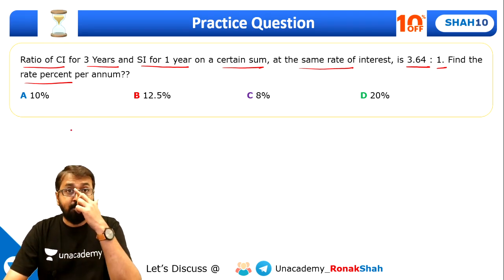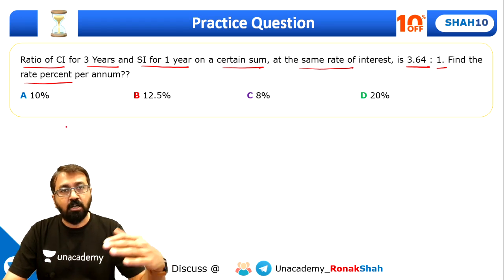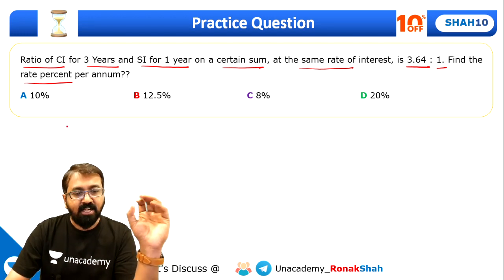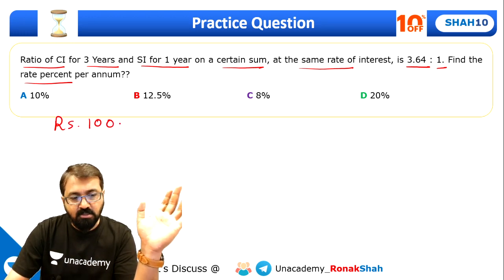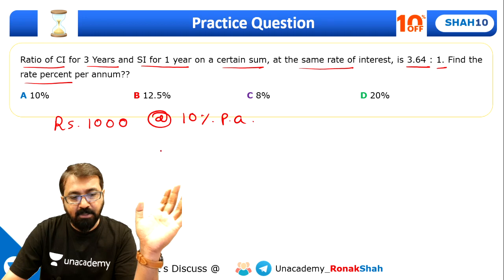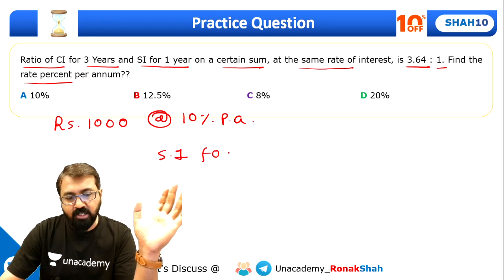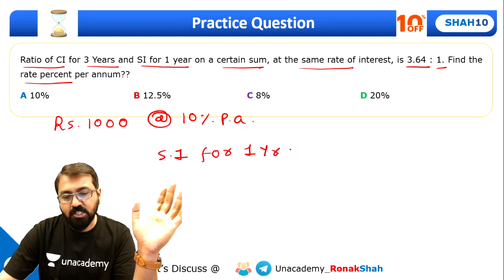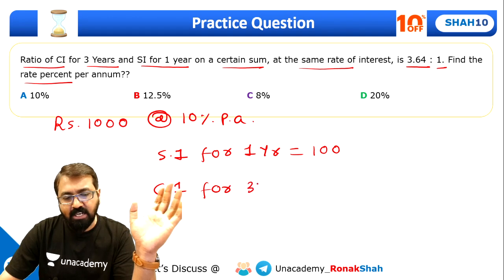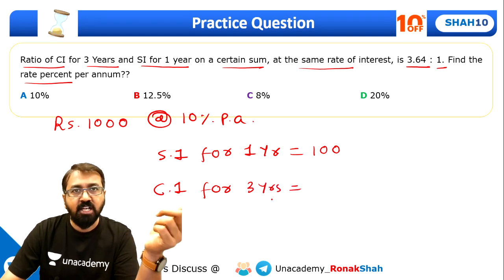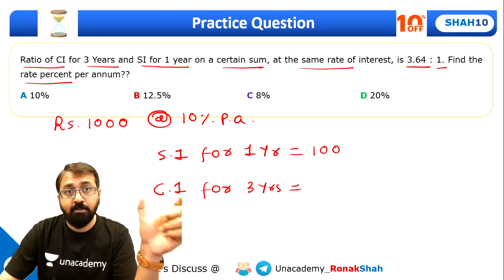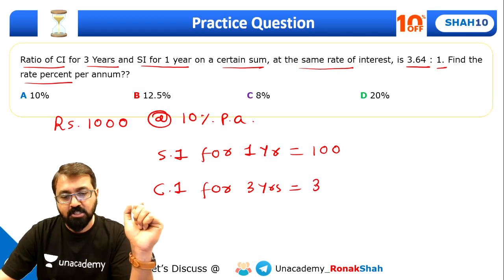I'm going to take an option based approach because that will be better rather than solving complicated equations. Before we go ahead, you should know certain basic things. For example, if I invest 1000 rupees at the rate of 10% per annum, what will be my simple interest? My simple interest for 1 year will be rupees 100, and for the compound interest for 3 years, you can quickly calculate: it will be 1.1 cube, that is 1.331 into 1000, so it will be 1331, but that is the amount. Minus principal, you get the compound interest, 331.